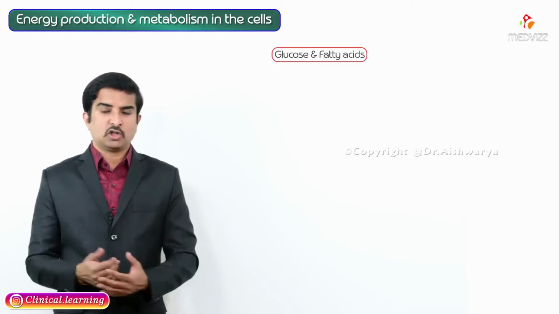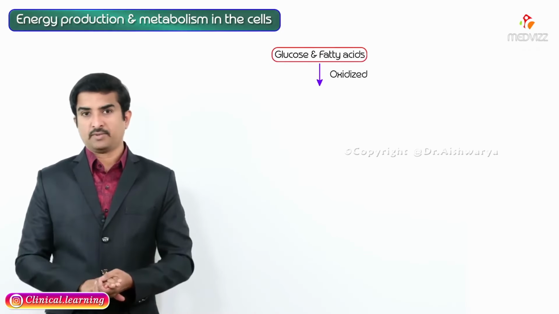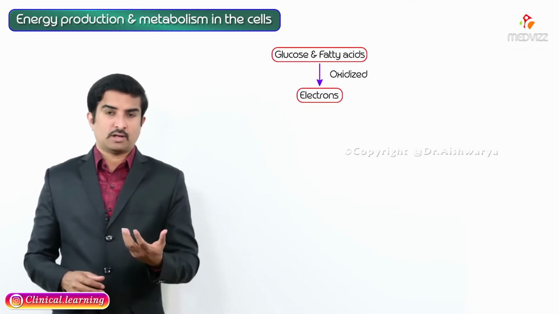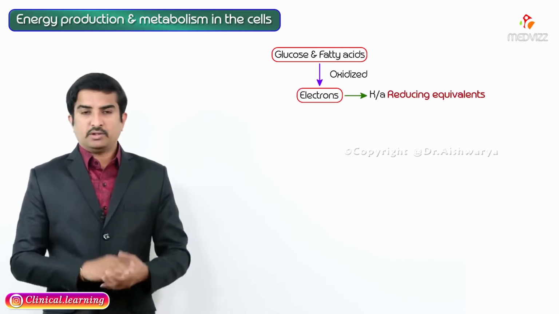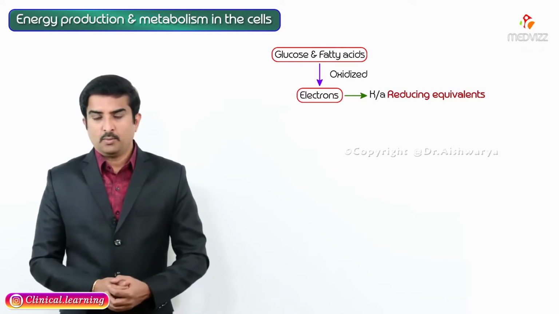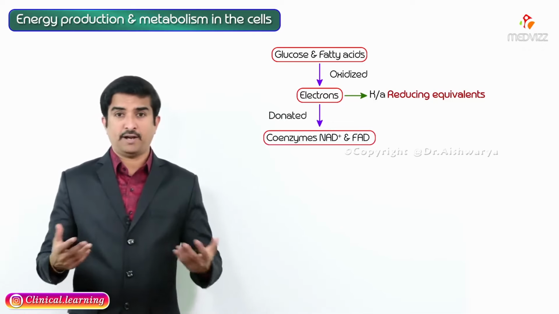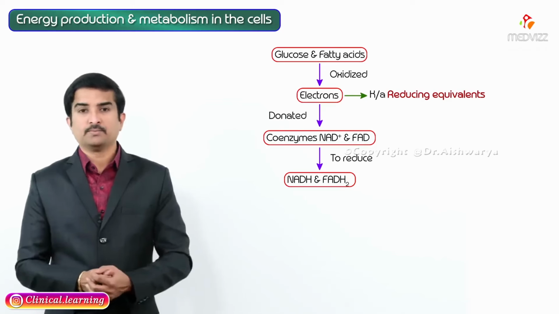As molecules such as glucose and fatty acids are metabolized, that is oxidized, they produce electrons. These electrons are called reducing equivalents. These reducing equivalents, the electrons, are then donated to coenzymes like NAD plus and FAD to form NADH and FADH2.